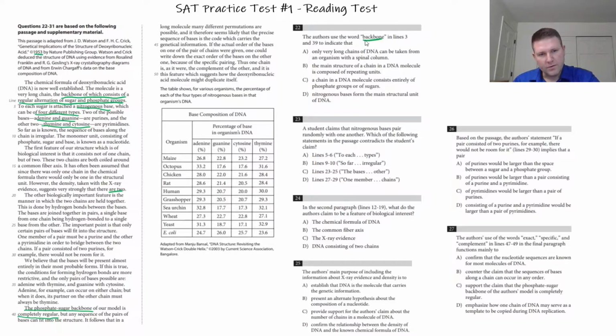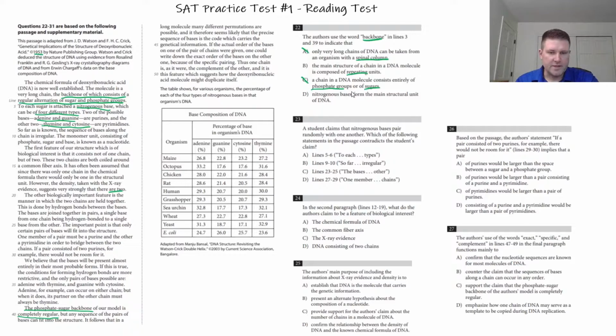So if we look here, the authors use the word backbone in lines 3 and 39 to indicate that for A, only very long chains of DNA can be taken from an organism with a spinal column. They didn't actually say that, so A is out. And then B, the main structure of a chain in a DNA molecule is composed of repeating units. There we go. Okay, so leave B around. That's a pretty strong candidate. And then looking at C, a chain in a DNA molecule consists entirely of phosphate groups or of sugars. That's not entirely true because we have those phosphate groups as well, right? So C is out for that reason.